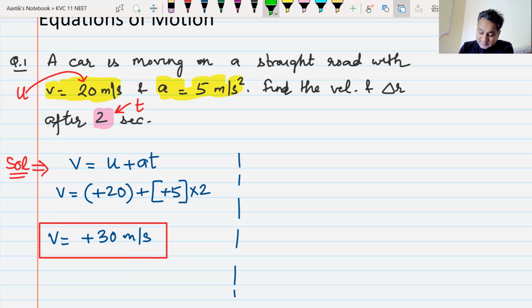This plus sign, what does this plus sign indicate? I'm writing this plus always. This plus, this plus, this plus. What do all these plus signs indicate? No one knows it? What does this plus sign indicate, beta?